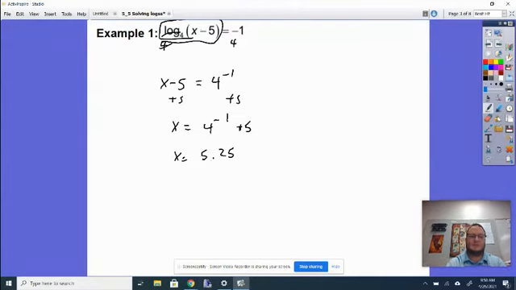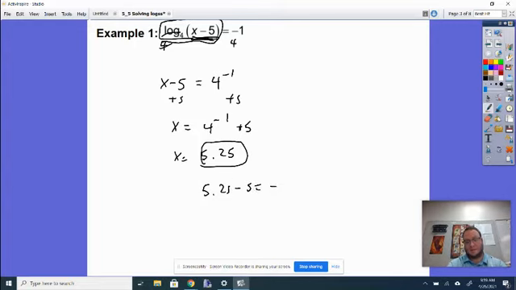Now again, I started with a log, so I want to check for extraneous solutions. The way you do this is you just take whatever you got and plug it back on the inside. If you get a positive number, great. If you get a negative number, then it's extraneous and it doesn't exist. 5.25 minus 5 is positive 0.25. Since it's positive, that's okay. So there's my answer, 5.25.